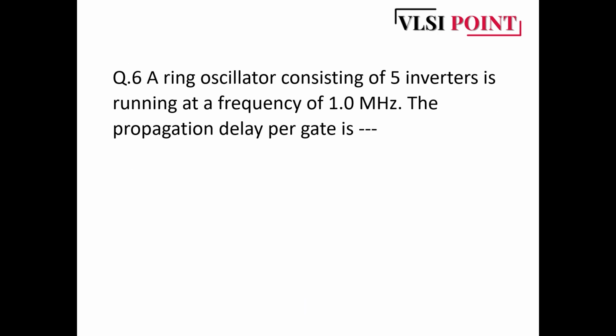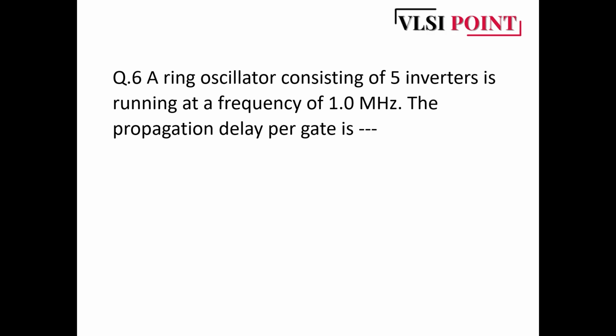Let's go to question number 6. The question is, a ring oscillator consisting of 5 inverters is running at a frequency of 1 megahertz. The propagation delay per gate is. So what are the things given in the question? We have 5 inverters in a ring oscillator. They have given a frequency as 1 megahertz and we have to calculate the propagation delay of each gate.